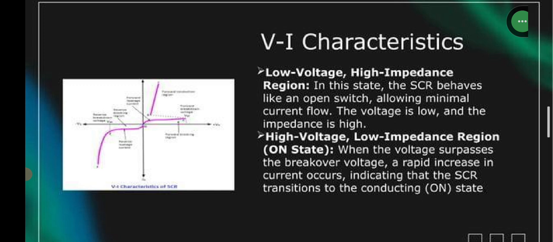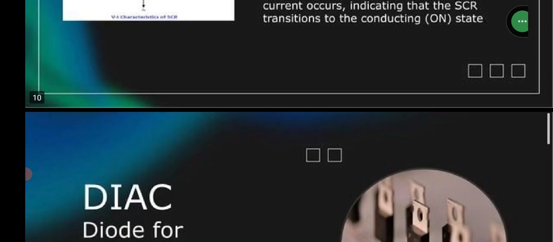VI characteristics. Low voltage, high impedance region. In this stage, the SCR behaves like an open switch, allowing minimal current flow. The voltage is low and the impedance is high. High voltage, low impedance region. When the voltage surpasses the breakover voltage, a rapid increase in current occurs, indicating the SCR transition to the conducting state.